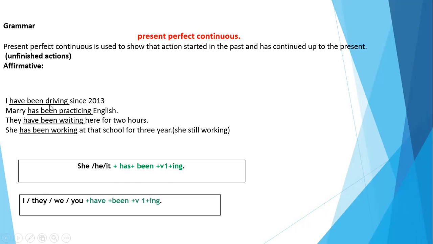I have been driving since 2013. Until now. It started in the past and continued to the present. Here, Mary has been practicing English. They have been waiting here for 2 hours. She has been working at that school for 3 years. She's still working, okay? So, present perfect continuous is an action started in the past and continued up to the present.